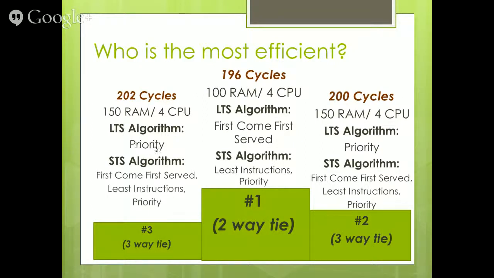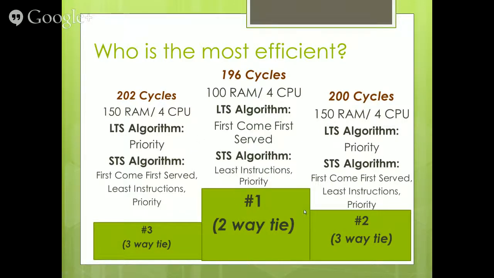I actually expected the Shortest Job First to be one of the top guys. It didn't actually place anywhere. I'm guessing because it hits a lot of waits in I/O queues, and that causes it to miss a bunch of cycles. Then over here we have the 200, at 150 RAM and 8 CPUs, and it's a little bit better than its counterpart over here by 2 cycles, but it's still not super efficient.